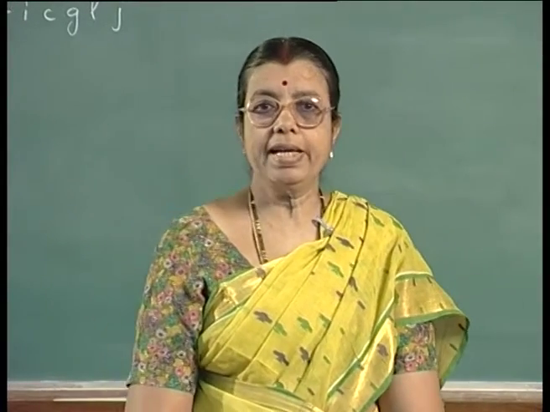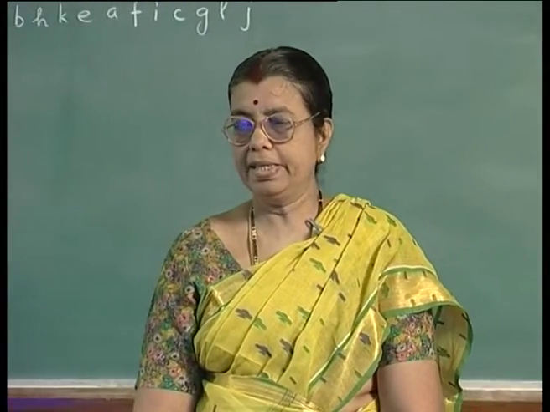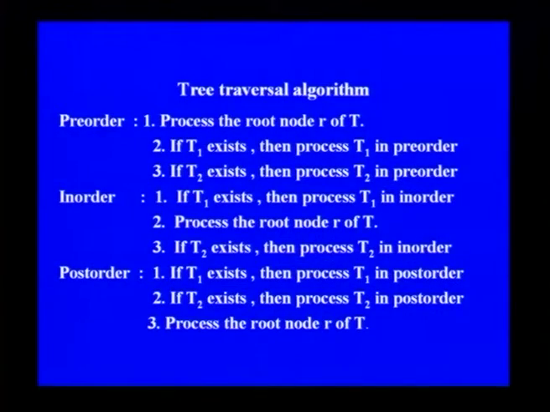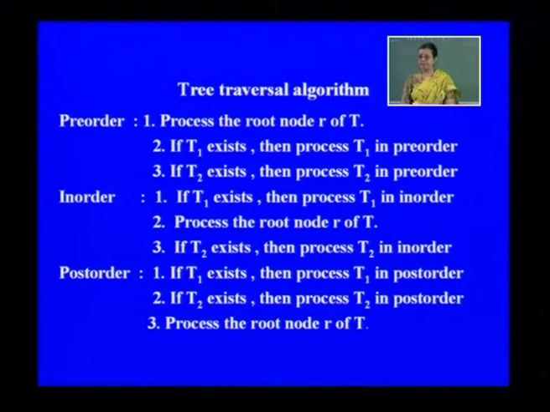So, we were considering traversal algorithms for binary trees. There are 3 traversal algorithms. In the pre-order one, you process the root vertex first, then the left subtree, then the right subtree. And in the in-order one, the left subtree is traversed first in the in-order manner, then the root, then the right subtree is traversed in the in-order manner. In the post-order traversal, first the left subtree is traversed in the post-order manner, then the right subtree is traversed in the post-order manner, then the root.